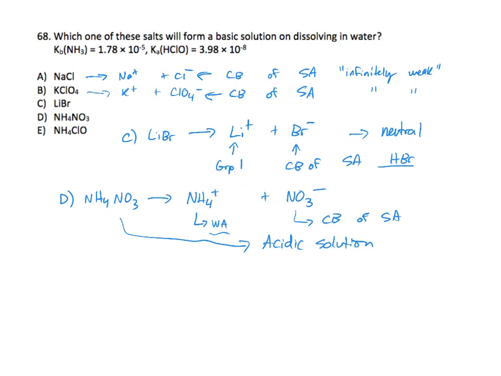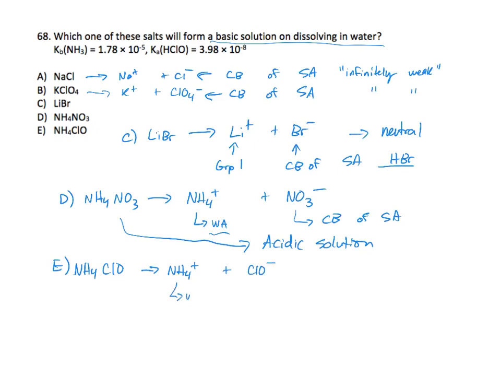That's not what the question asks. It wants a basic solution on dissolving in water. So D is probably going to be the answer since it's the only one left. But let's look at it anyway. We have NH4ClO. That's the hypochlorite anion. That makes NH4 plus and ClO minus.